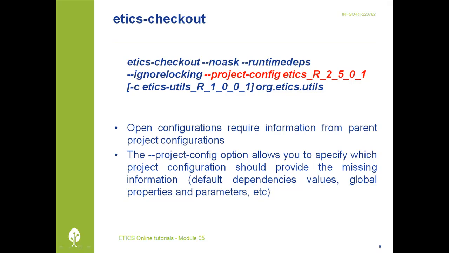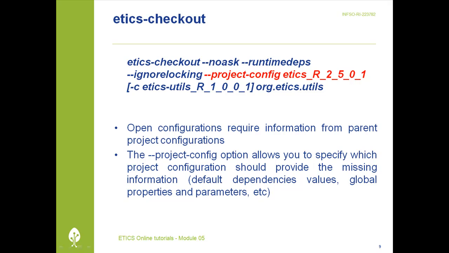Open configurations require information from the parent project configurations. The project config option allows you to specify which project configuration should provide the missing information, such as default dependencies, values, global properties and parameters, etc. The project configuration does not have to be the current parent configuration. Any configuration of the project can be used to inherit information.